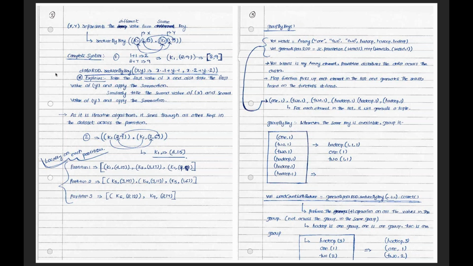Okay. Let's understand carefully. Now, groupByKey. We are talking about groupByKey. GroupByKey is nothing but, you have an array. Okay, this is your RDD. In this RDD, you have the strings one, two, two, Hadoop, Hadoop, Hadoop. You generate an RDD using sc.parallelize on words. You know what sc.parallelize means: it creates an RDD.